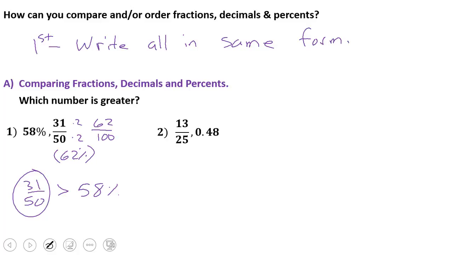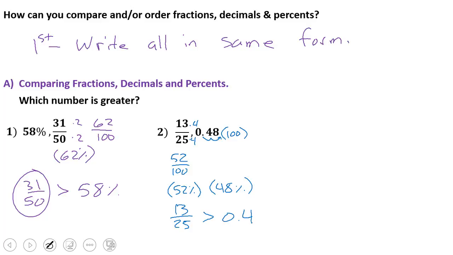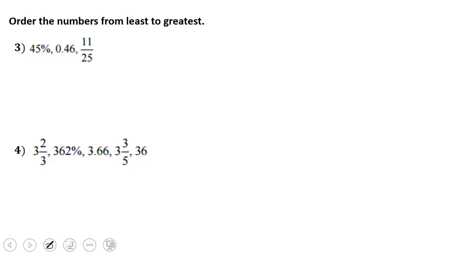So I am going to multiply 13/25 by 4. And 13 times 4 happens to be 52 over 100, which is 52%. And 0.48 multiplying by 100 moves the decimal twice. That gives me 48%. Then I know 52% is greater than 48%. So 13/25 is greater than 0.48. My final answer, 13/25.